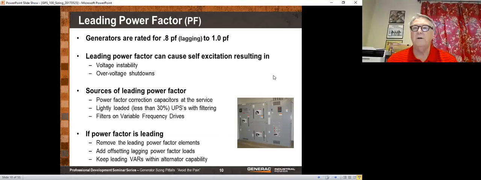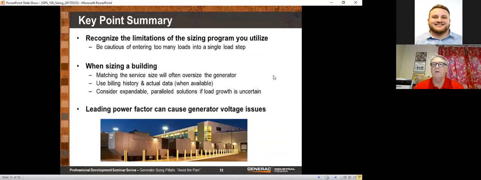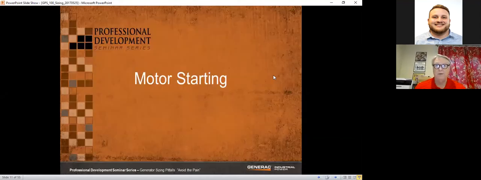Generators can take some leading power factor, but it must be within the reactive capability curve of the alternator, and we don't have time to really get into the details of that. But a little leading power factor, not necessarily bad. Lots of leading power factor can cause generator instability. Okay, here's some of our key point summaries.